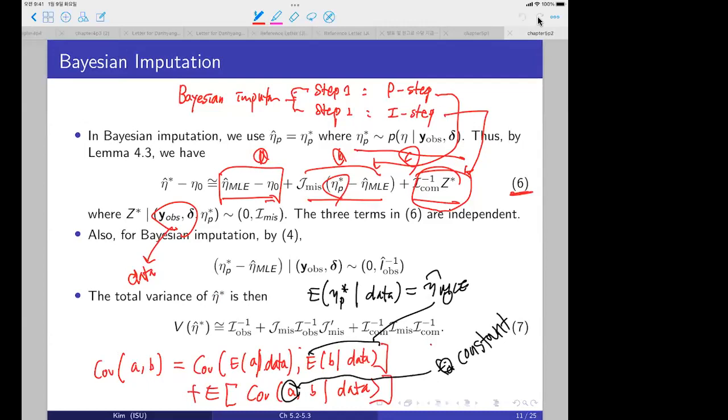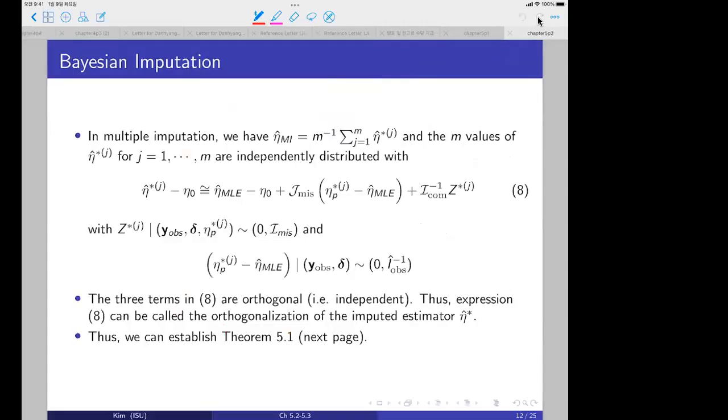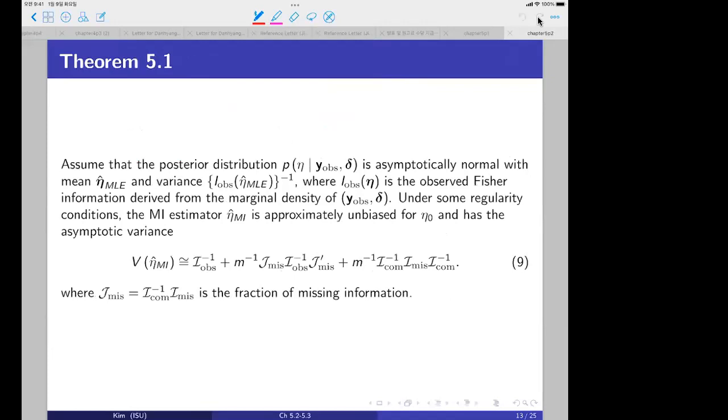I will just show you the result for now. The variance of the multiple imputation estimator at the end of the day has three terms, and the second term of course goes to 0 if m is large, but m is not really large. Then you actually pay the price, which is the additional variance. So the variance is higher than the MLE.